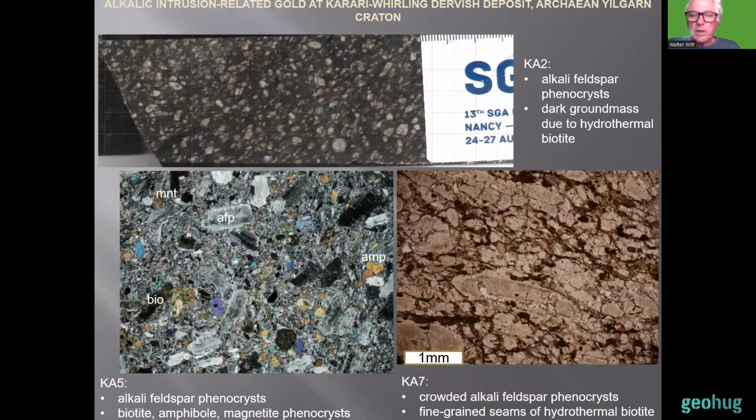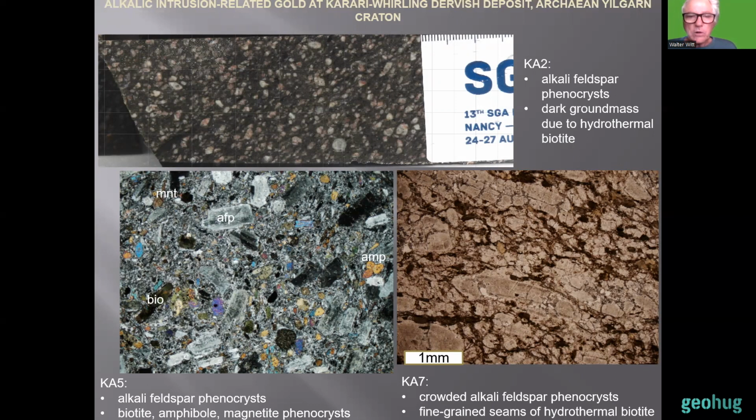This is what the syenite porphyry intrusions look like. They're packed with alkali feldspar phenocrysts. The groundmass has a sort of darker color because of the presence of hydrothermal biotite. And this hydrothermal biotite forms anastomosing seams which swing around the alkali feldspar phenocrysts.